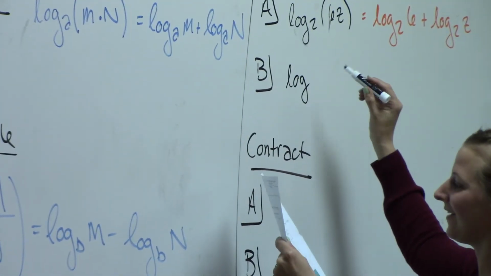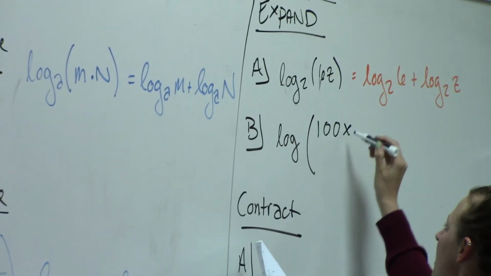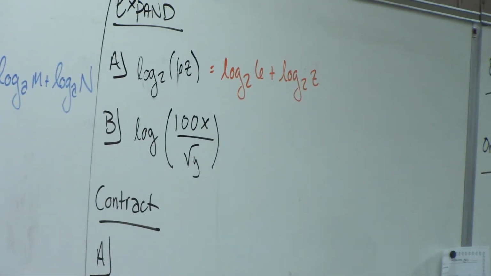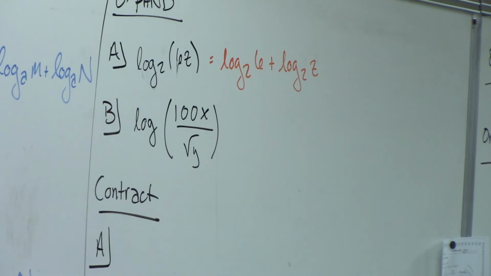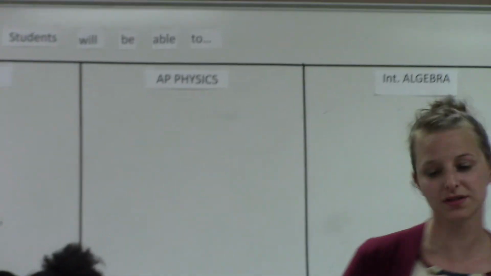Okay. All right. Log of 100x over root y. Look at this. So we went from just using the product rule once, and now we're going to have to use a bunch of different things. We're going to have to put all of our knowledge together. So clear your throat, sit up straight, shake all the cobwebs out of your brain, because we're going to need to put all the pieces together. Are you guys ready?